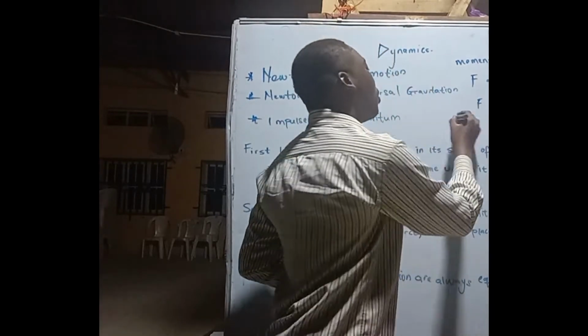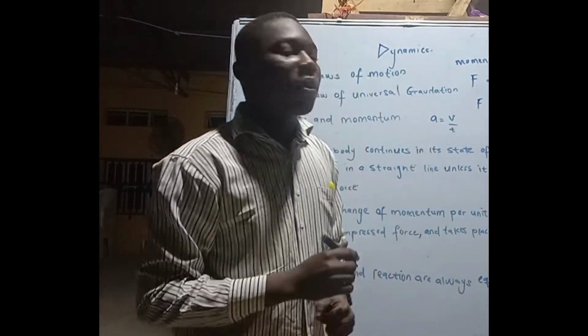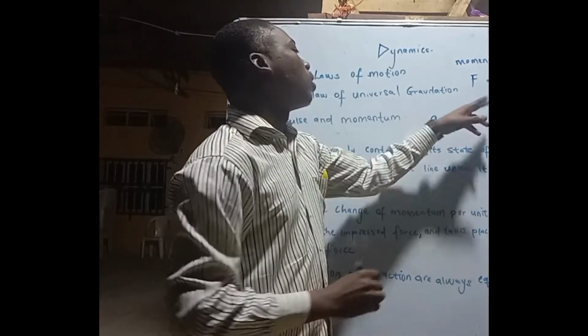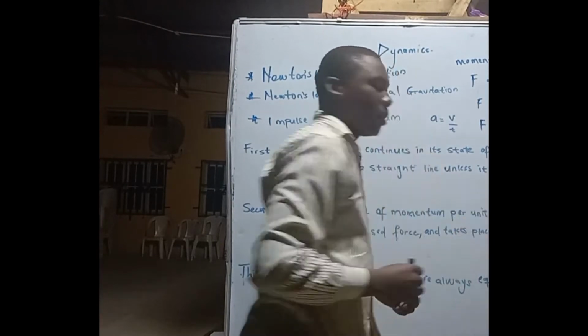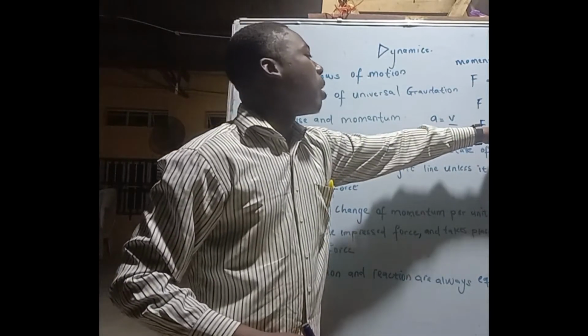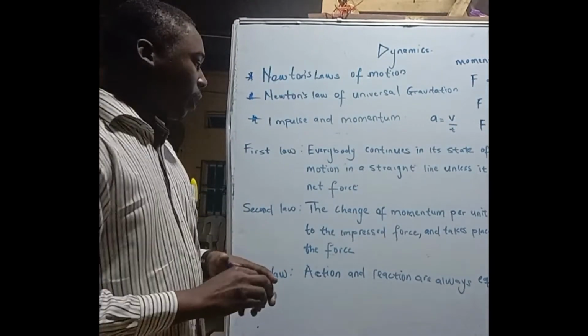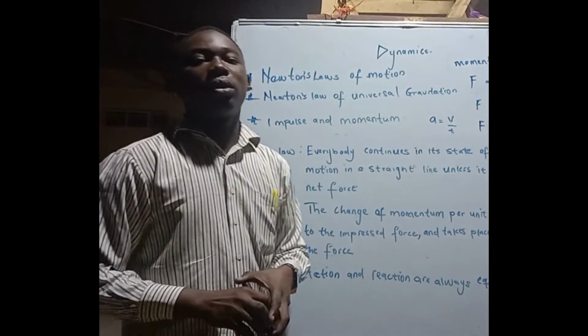We know our acceleration is equal to velocity over time. So definitely this will make it F equals ma. That's how the force is gotten. F is equal to ma. So I would like us to solve a question under the second law application.